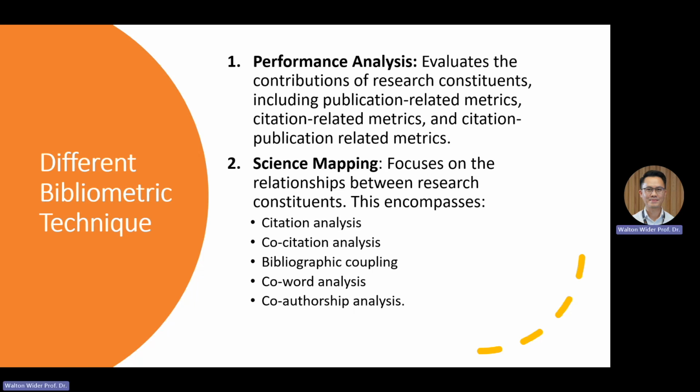Each of these techniques actually offers a unique lens to view and interpret the vast world of academic research. Again, performance analysis gives us a measure of impact and productivity, while science mapping provides a visual and relational understanding of how different aspects of research are interconnected. So using these two techniques together, they form a powerful toolkit for bibliometric analysis, which allows us to gain deep and actionable insight into the structure and dynamics of scientific research.